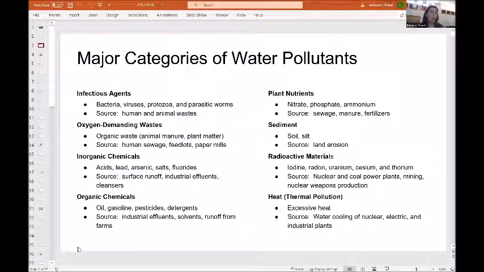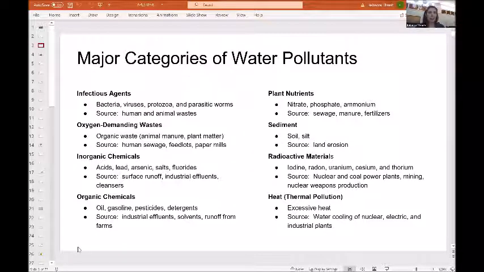Plant nutrients are going to be a huge aspect of water pollutants. Those are our nitrates, phosphates, and ammonium. Those come from inorganic industrial fertilizers and sewage. Sediment is going to come from land erosion and some of those land use practices that we talked about last Saturday, like deforestation, overuse of agricultural lands, et cetera. Sometimes we do have radioactive materials that end up in water. Typically, that is from nuclear and coal power plants and nuclear weapons production.